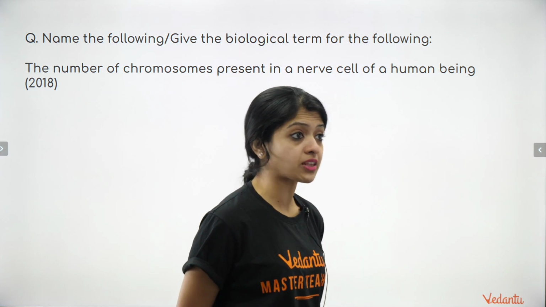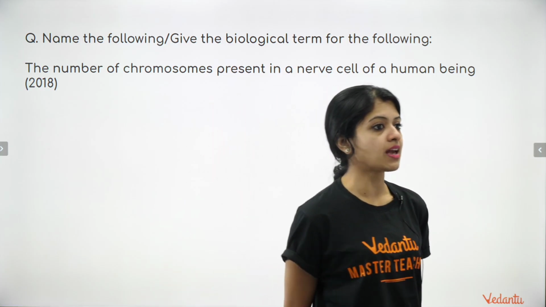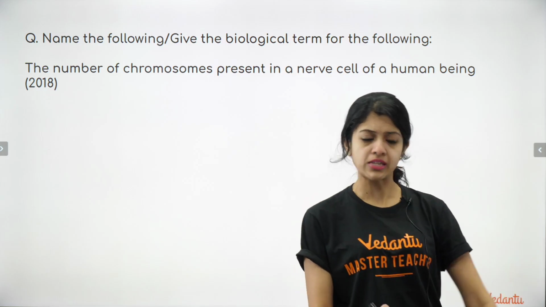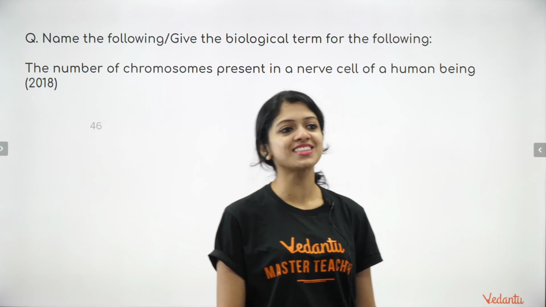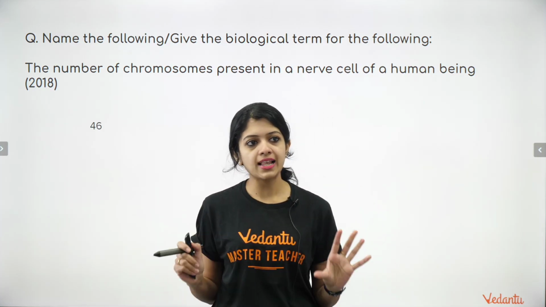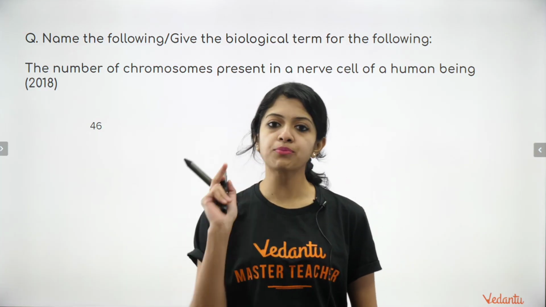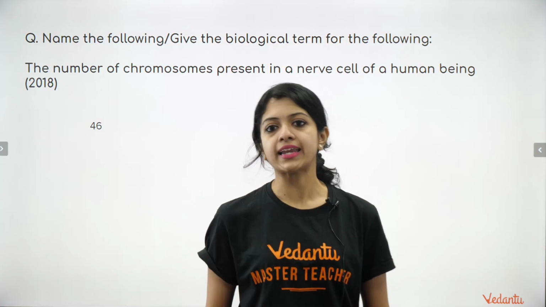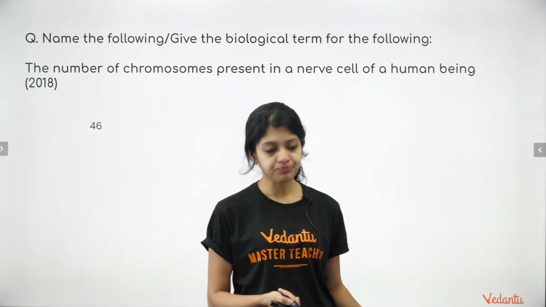Anushka says 23, Narendra says 46, Anto 46, Nikita says 46, and somebody says 0. Seriously? Your nerve cells don't have any chromosomes? The answer is 46. The word nerve cell is just there to confuse you. Any cell of your body, apart from your sperms and eggs, would carry 46 chromosomes. Children, keep that in mind.